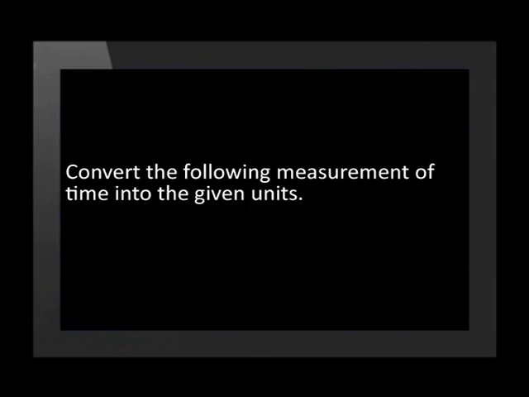Convert the following measurement of time into the given units: 82 hours into days. The same principle applies to this question. We divide 82 hours by 24 to get to the number of days. The answer is 3,416 recurring days.